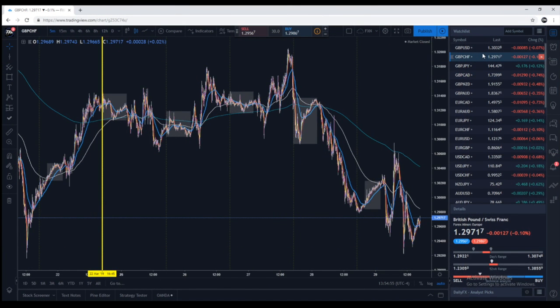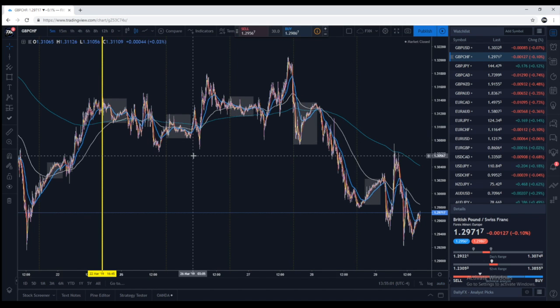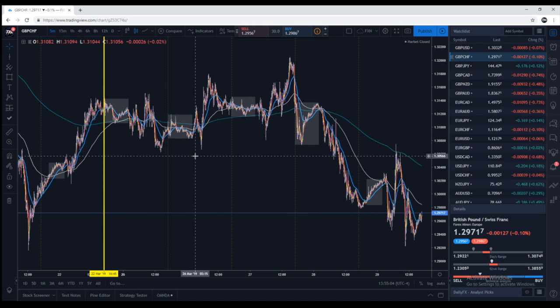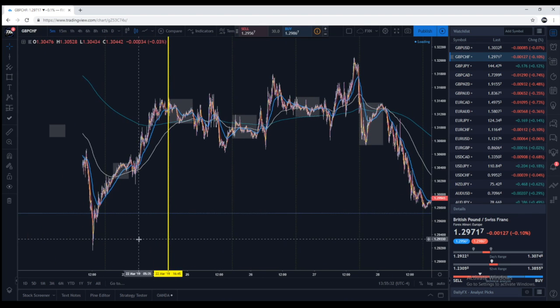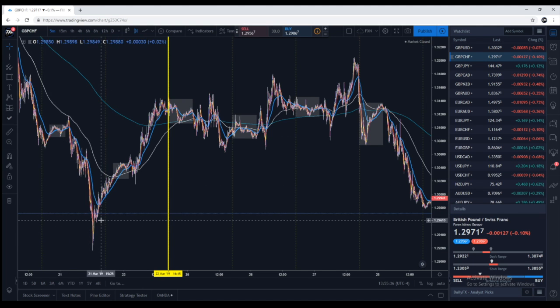Alright, guys, so here we are on Pound Swiss, and I want you to take a couple things into perspective. The yellow line that you see there is basically the beginning of the week. So this is last week: Sunday, Monday, Tuesday, Wednesday, Thursday, and Friday. The gray boxes here are your Asian sessions. Now what I want you to notice is that before the week even started, we were at a low. You can call it the peak formation low, just the low of last week.